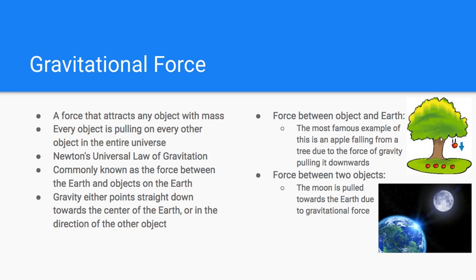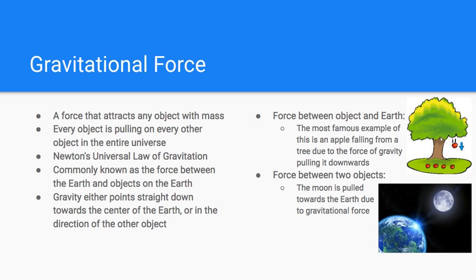There's the gravitational force, which is the force that attracts any object with mass. So every object is pulling on every other object in the entire universe. This is known as Newton's universal law of gravitation. Gravitational force is commonly known as the force between the Earth and objects on the Earth. However, it can also be just the force between two objects that have mass. So gravity either points straight down towards the center of the Earth, if it's between an object and the Earth, or if it's between two objects, it will be in the direction of the opposing object.